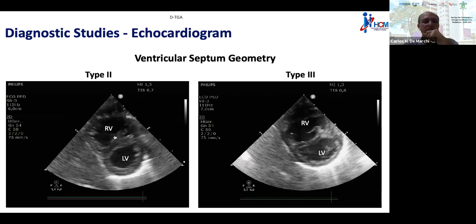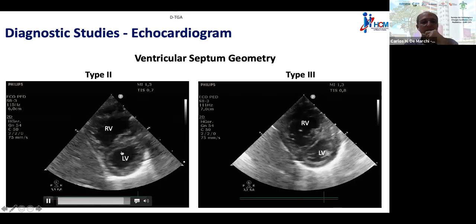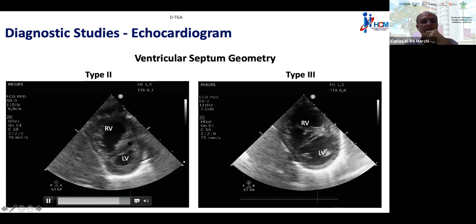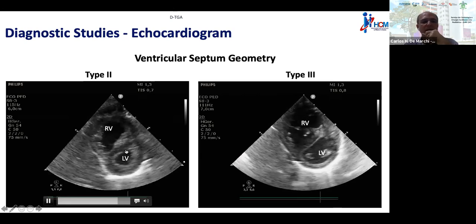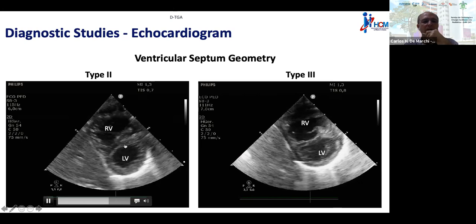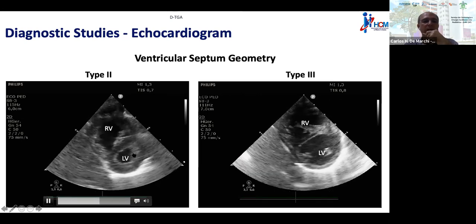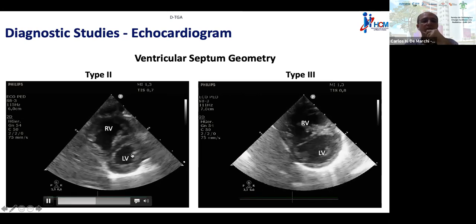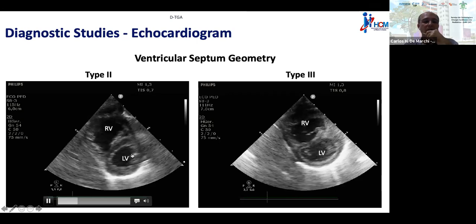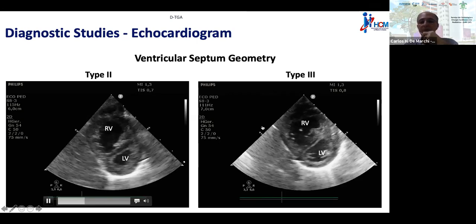What does this say to us? That the pressures in these two ventricles are similar, the same. Okay, this left ventricle is prepared to receive the aorta and the systemic circulation after the arterial switch operation.